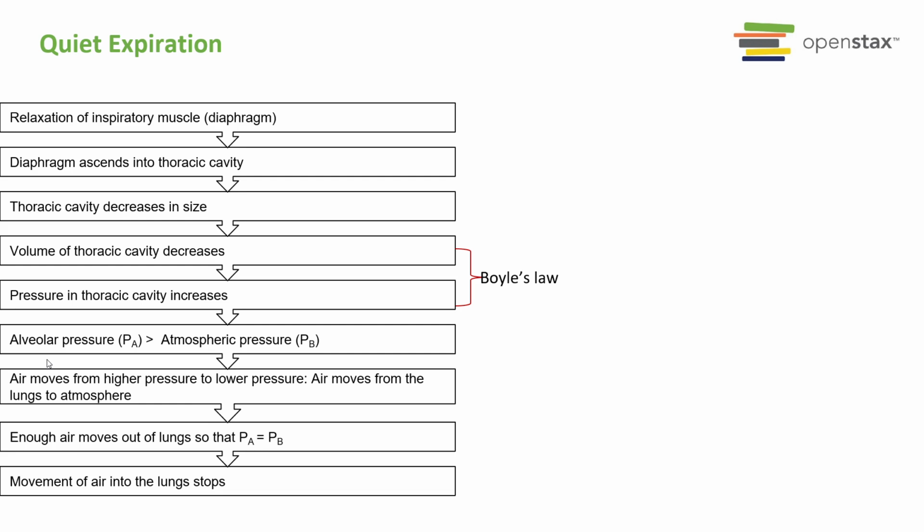So with quiet expiration, once again, you now have the doming of the diaphragm as it relaxes, and therefore there is a decrease in the size of the thoracic cavity, and as a result, less volume of the thoracic cavity, and that will lead to an increase in pressure. When the alveolar pressure exceeds that of the atmospheric pressure, air will move from higher pressure to lower pressure, and therefore from the lungs to the atmosphere. Enough air will move out of the lungs such that the pressures equalize, so the alveolar pressure and the atmospheric pressure will equalize, and the movement of air into or out of the lungs will stop at that point in time.